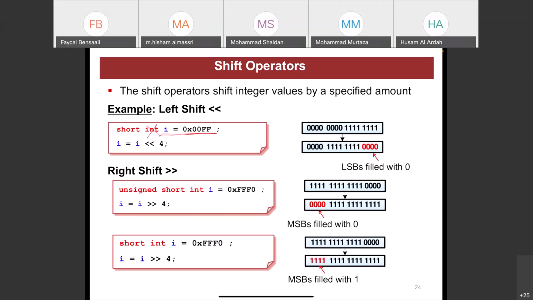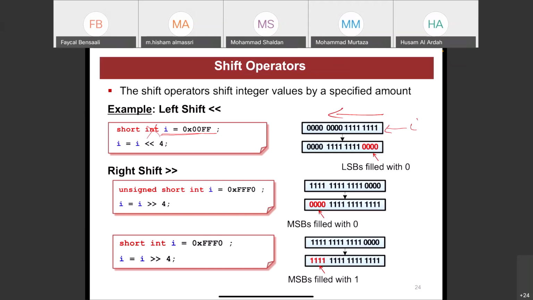Then if I want to shift I by 4 positions to the left, I do a left shift by 4 positions. If this is the original value, this is I. When I shift in this direction by 4, we will have 4 empty positions at the beginning, so we fill those with zeros, as you can see here in red. So the least significant bits are filled with 0.